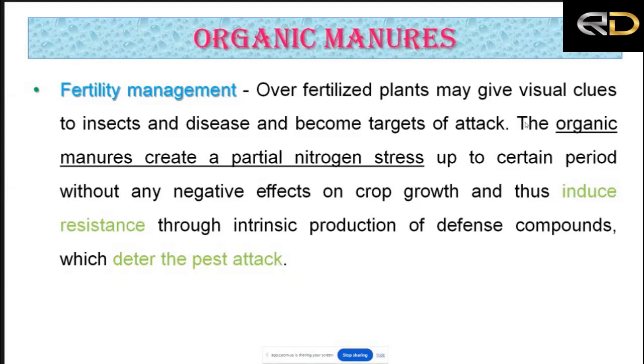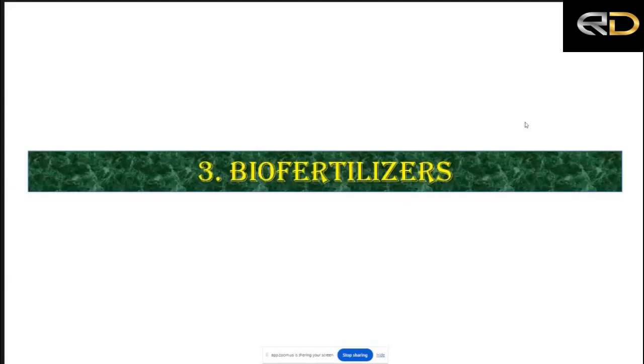So by simply using our organic manures without any fertilizers, this simple principle will help in making the plants resistant towards pest attack. This is also one of the biotic components that we are giving to make organic farming successful. So that was just overall organic farming that we have given.